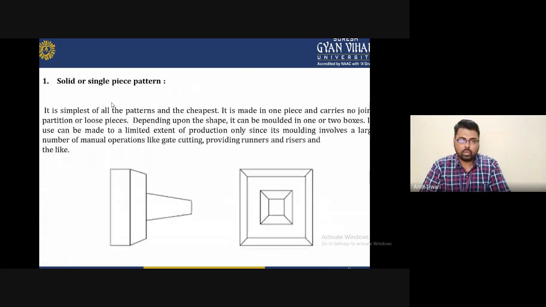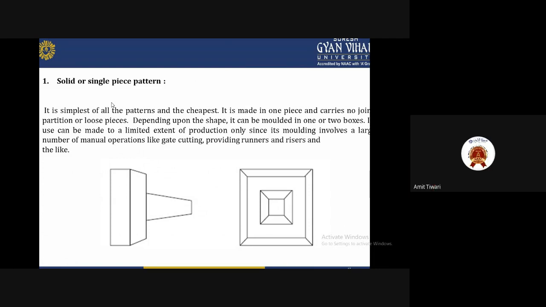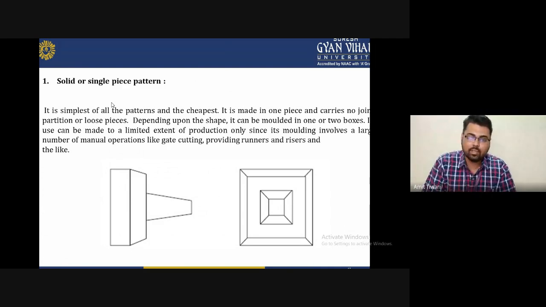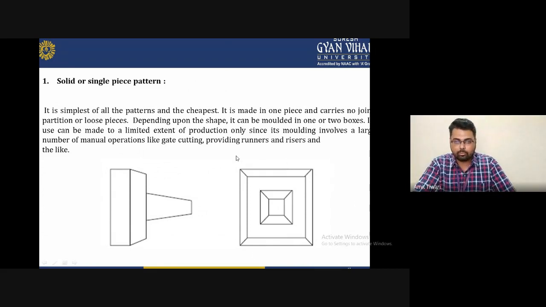First is the solid or single piece pattern, generally used in industry. It is the simplest of all patterns and the cheapest. It is made up of a single piece and carries no joint, partition or loose pieces. Depending upon the shape, it can be molded in one or two boxes. It can be used only to a limited extent of production, since molding involves a large number of manual operations like gating, cutting, providing runners and risers. These are some diagrams I am showing you. For example, these are some structures given for the single piece or solid piece pattern.